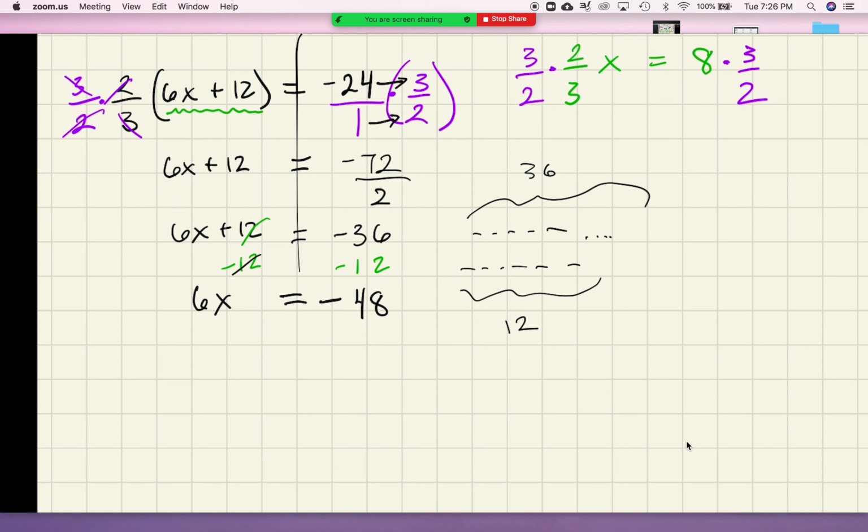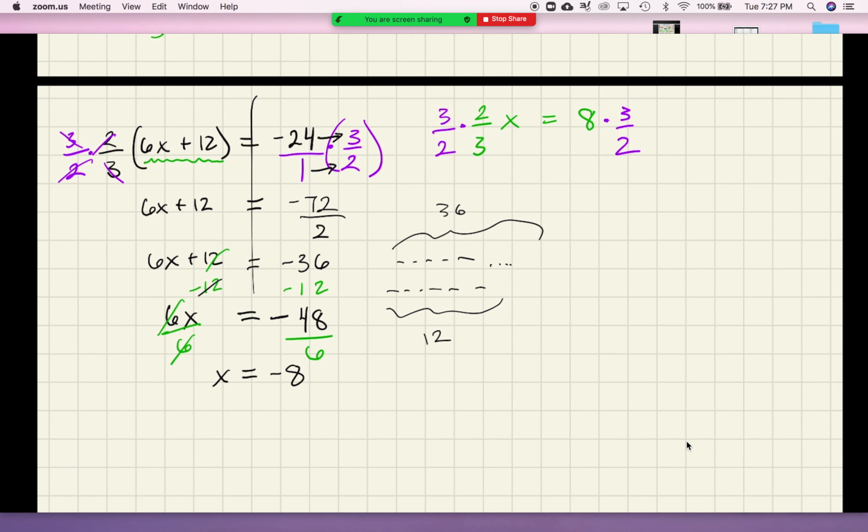You've got to get rid of that 6. Right, so we have 6 times x right now. How do you do the opposite to the other side, to both sides, actually? You have to do the same thing, right? We divide by 6, and that zeroes out the 6 on this side, and the same thing on the other side. So that cancels, and we get x equals negative 48 divided by 6, which is negative 8.